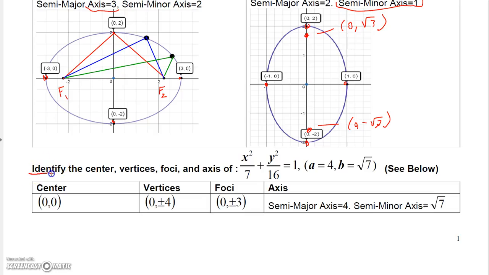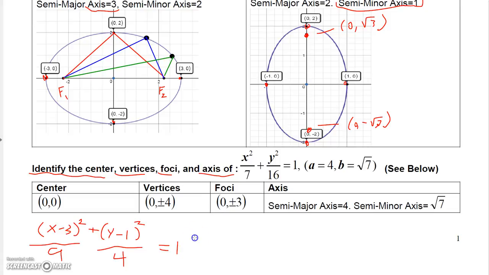Okay, so you can do this as a practice problem. Identify the center, the vertices, the foci, and the axes, and from there you can get the answers, and then you can check your answers with what I listed below.